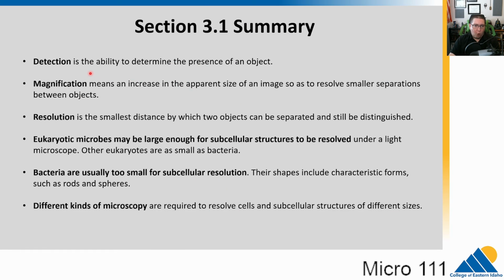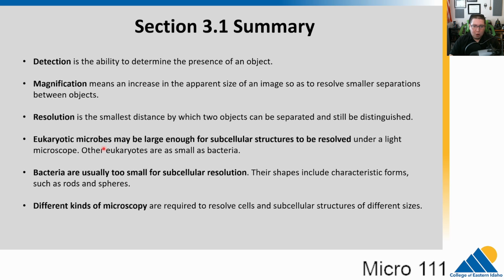All right, so detection, right? We have to be able to determine the presence of an object, but to really see it, we need magnification, so increasing the apparent size of an image. But we also need resolution to tell the difference between 2 small points. Magnification is great, but it doesn't help if you don't have increased resolution as well.